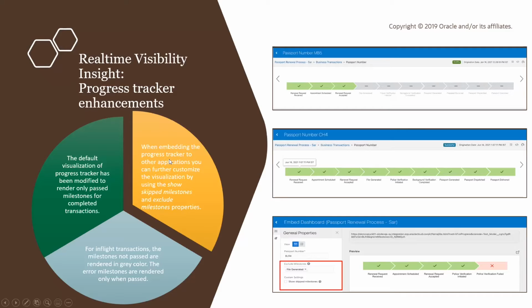And of course, when embedding the process tracker in other apps, you can further customize the visualization to show skip milestones, and exclude certain milestones as well. So this is another very important feature within Insight, is the fact that you don't have to use OIC as the user interface for Insight. You can embed it in your tool of choice. Like, for example, if you've got many integrations in relation to Fusion ERP or Fusion HCM, you could render the Insight dashboards in Fusion ERP or in Fusion HCM, so that the business user stays within the tool that they know and use daily.